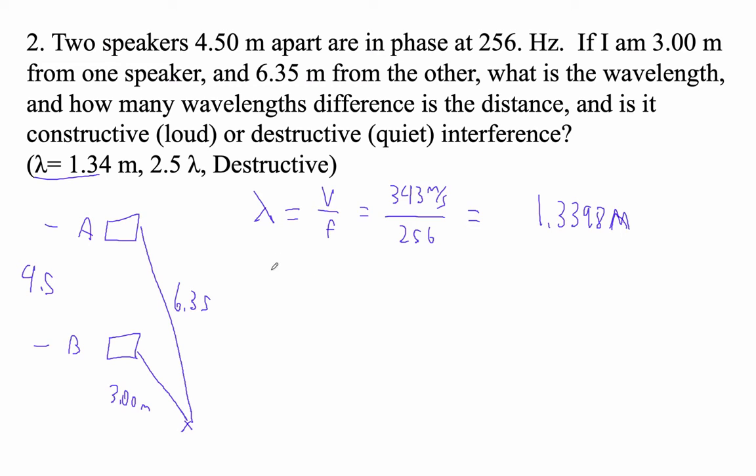That's meters, right? And then we're going to figure out our difference in distance, right? So that's just going to simply be 6.35 minus 3 is 3.35 meters, right? And then we're going to figure out the number of wavelengths it is. And that's just going to be the difference in distance over how long our wavelengths are, right? I hope that makes sense.